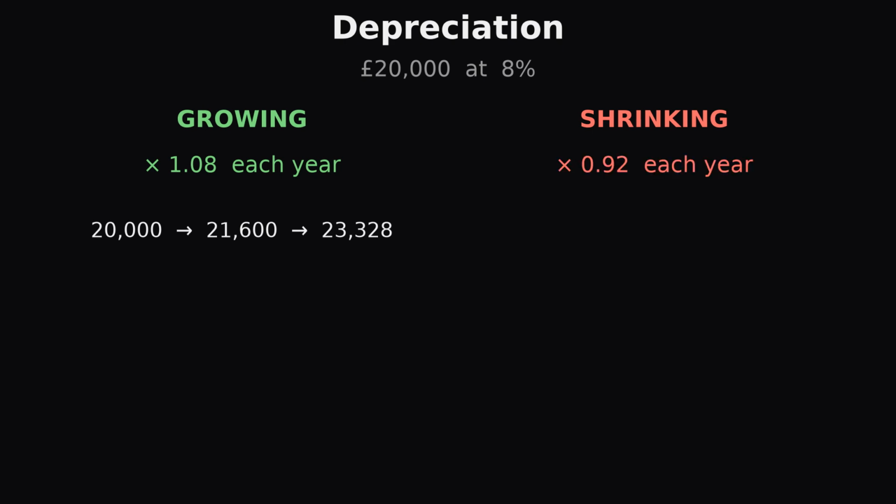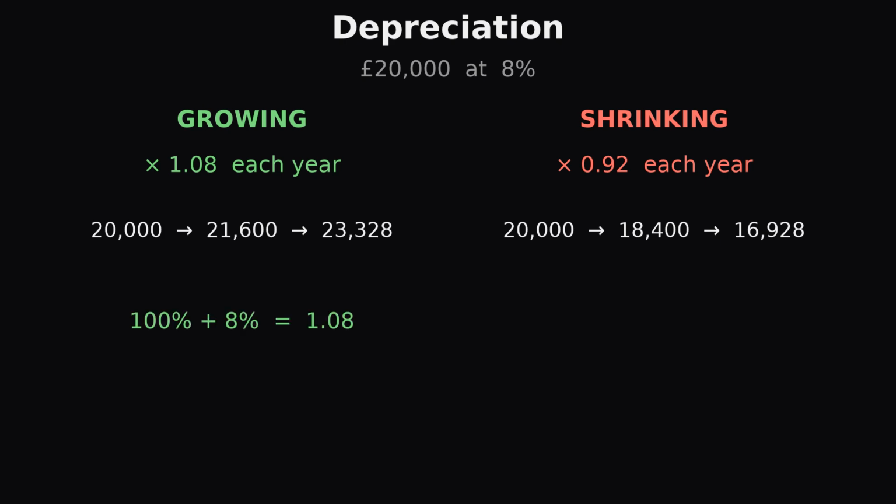Depreciating at 8% means multiplying by 0.92. 20,000 becomes 18,400, then 16,928. So look at where those multipliers come from.